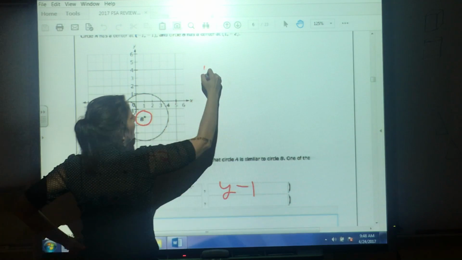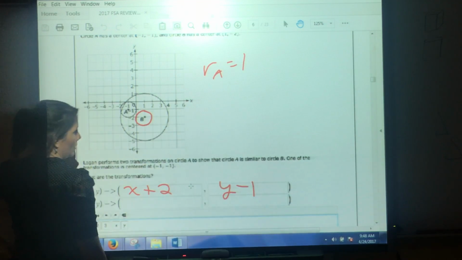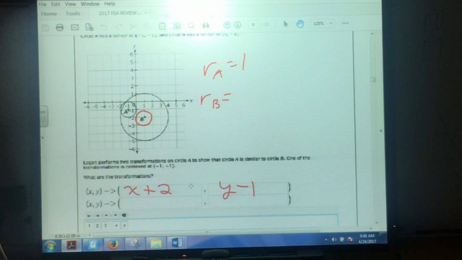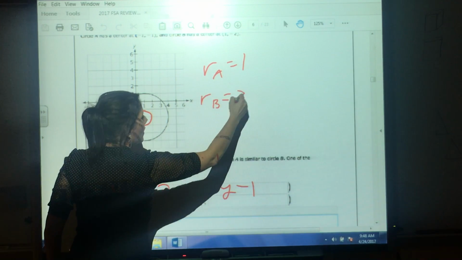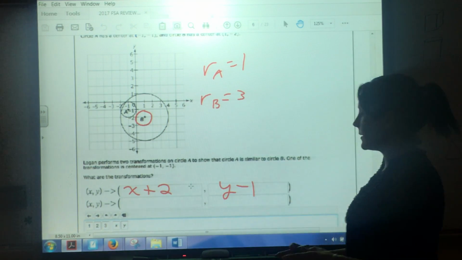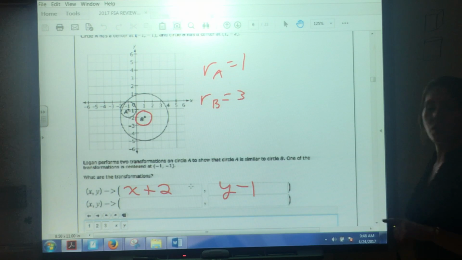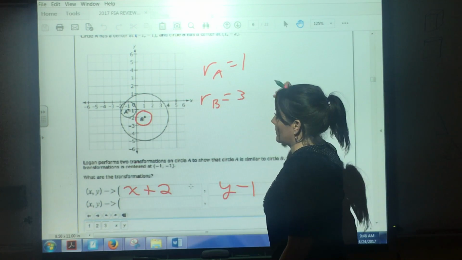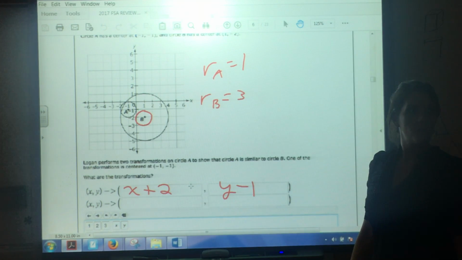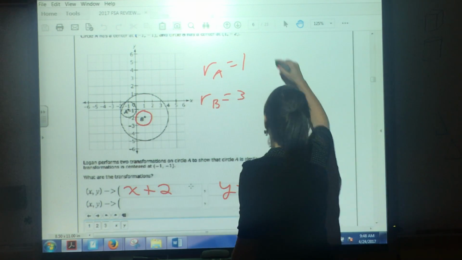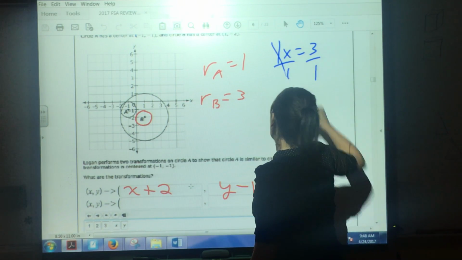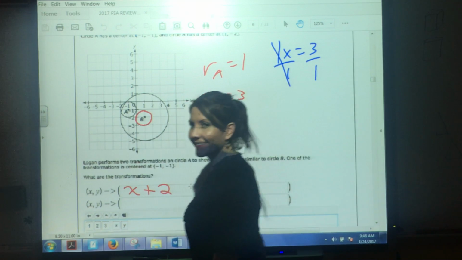Our radius for circle A is 1. Our radius for circle B is what? 3. Remember, a lot of people will say, oh, we added 2. No, no, no. When we talk about dilations, you're multiplying. You already know the scale factor is what? 3, right? 1 times 3 gives you 3. Obviously it's 3, but we good?